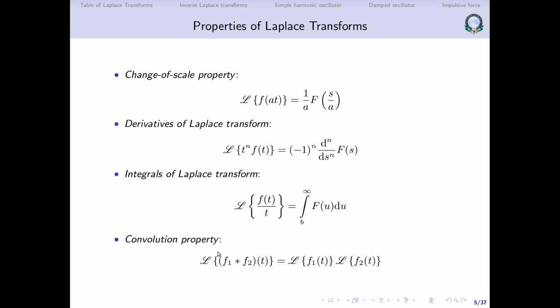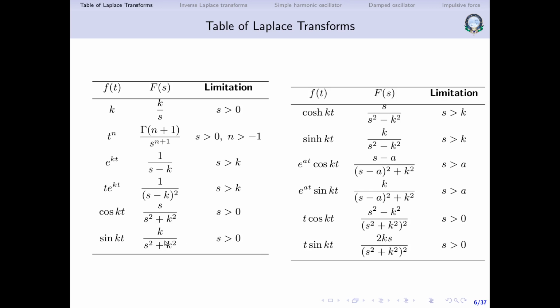Using these different properties, we had obtained the Laplace transforms of some very common functions, and I have summarized all those results that we had derived in the previous lectures, as well as the ones which I had left to you as assignments, in this table. In this table, the first column is a function f of t. The second column is the Laplace transform capital F of s.